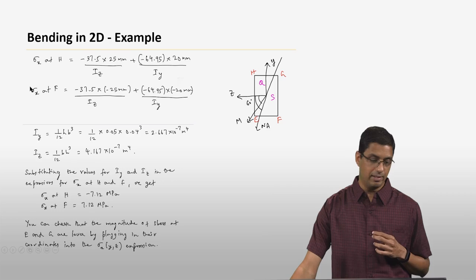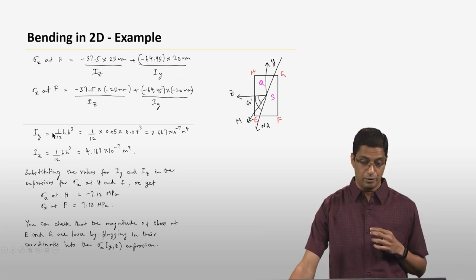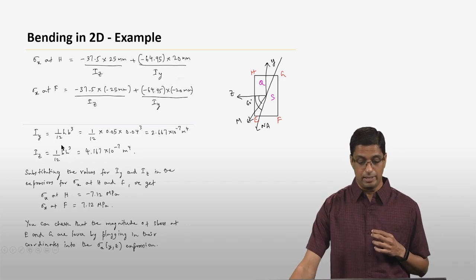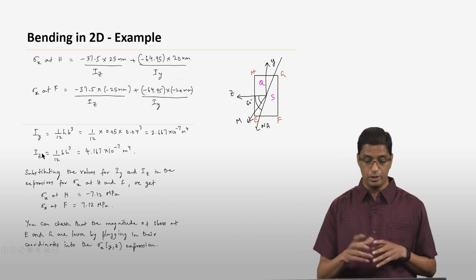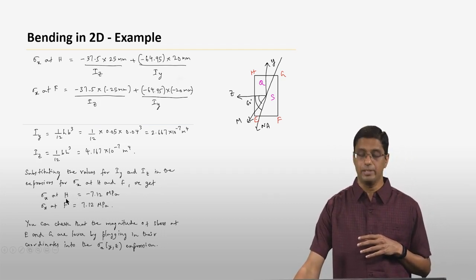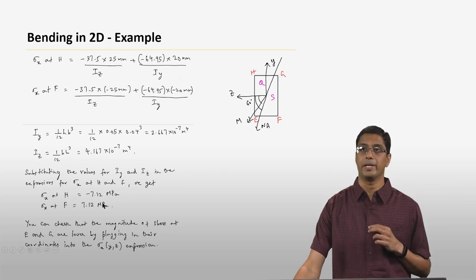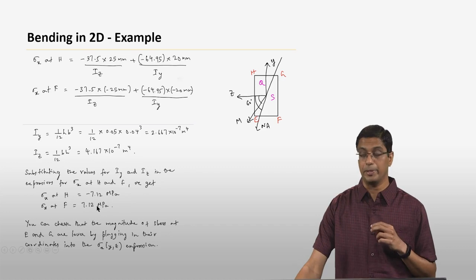Okay, you put that there and you do the same thing for sigma x at F. Okay, and you find your Iz and Iy, which is the moment of inertia. You plug all those values in, you find that sigma x at H is minus 7.12 MPa. Okay, and sigma x at F is positive 7.12 MPa.